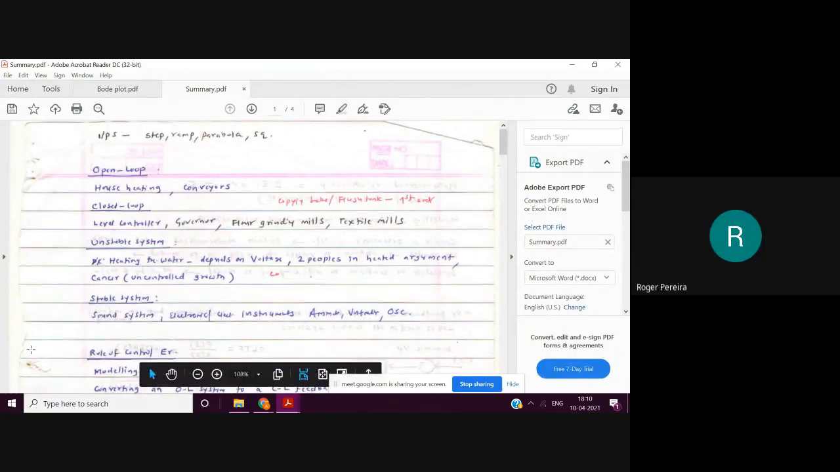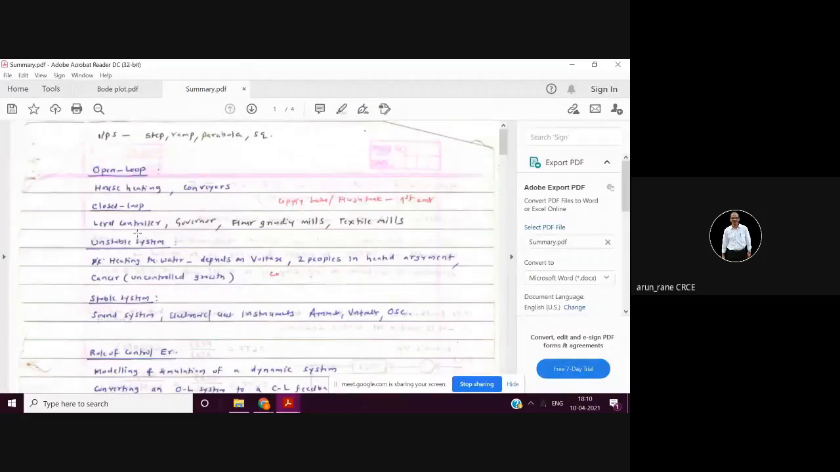So the summary, this is just 4 pages. What is open loop? Examples I have given: house heating, conveyors. Closed loop: governors, textile mill. Unstable system: two people in a heated argument, so the system is unstable. Cancer is unstable because cancer is nothing but uncontrolled growth of the cells.